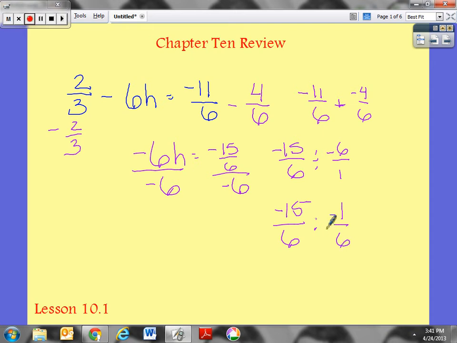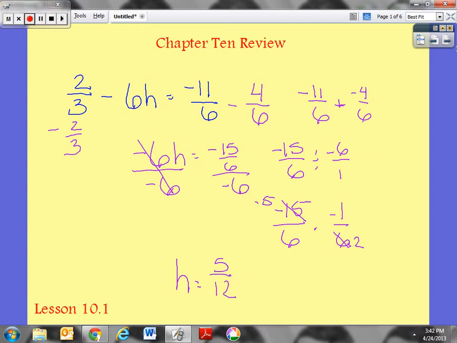Now I can cross reduce this. 3 goes into both. 3 goes into this twice, and 3 goes into this 5 times. So all I'm left with over here is h. And h is going to equal, a negative times a negative gives me a positive, 5/12. So my answer would be h equals 5/12.